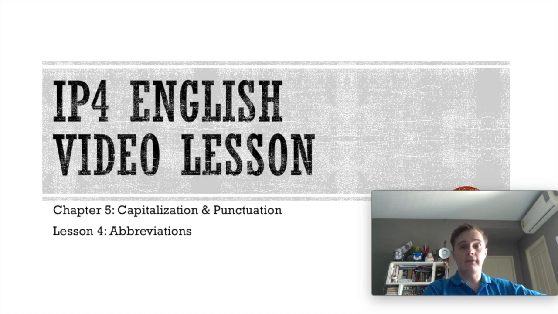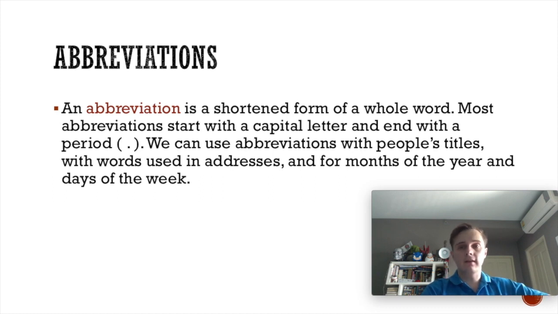And this lesson 4 is about abbreviations. Now, I think you've heard that word abbreviations before, so I hope you all remember what those are. If not, we're going to move on and you will find out. An abbreviation is a shortened form of a whole word. So it's a way to make a word shorter. Most abbreviations, but not all, start with a capital letter and end with a period. And we use abbreviations with people's titles, with words that we use in an address, and for months of the year and days of the week.